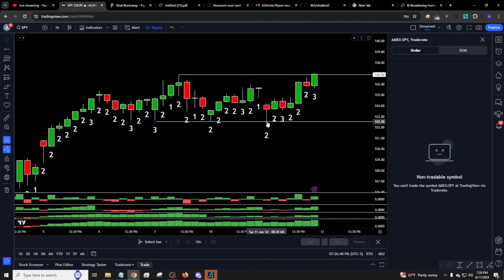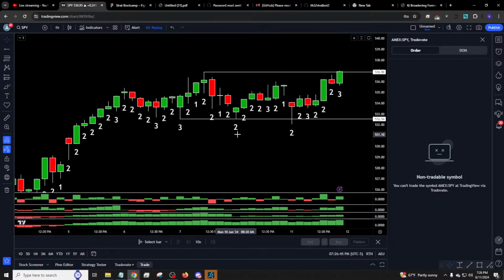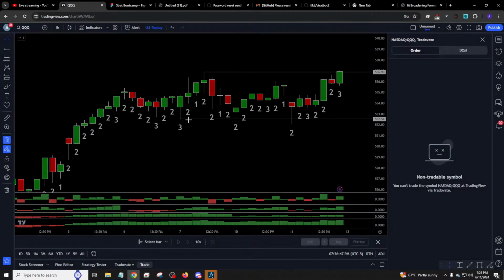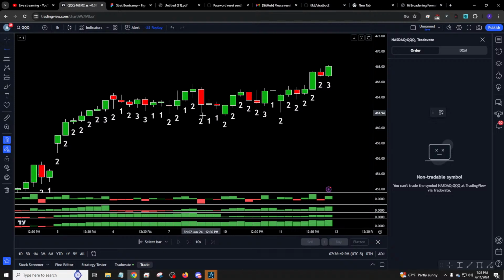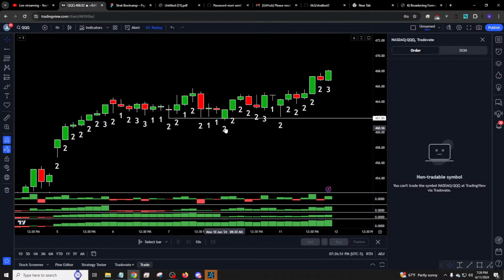Like when SPY's back above this, I'm trying to go back up there. Same thing happened in the Qs on Monday there. Reclaims this right away. They're trying to go back up.